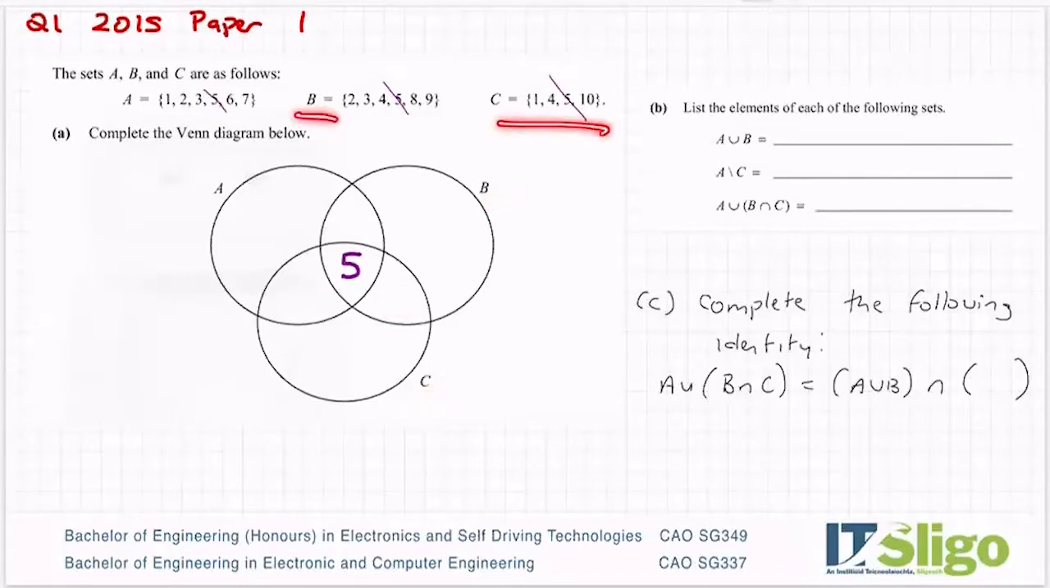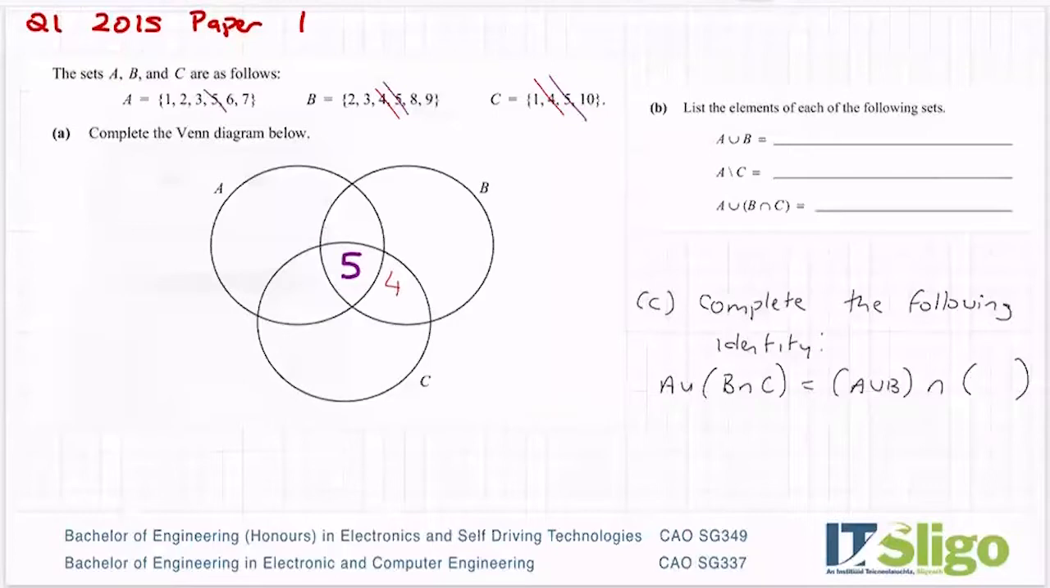So let's have a look at B and C. I see 2, I see 1, I see 3, 4. Look at 4. Let's mark off 4. Okay, and let's put a 4 in there. And 8, 9, and 10, no. Okay, so 4 is the only number that B and C have in common that's not in A, okay?